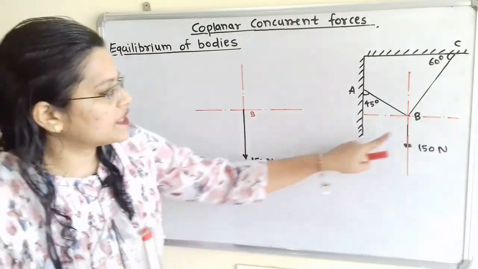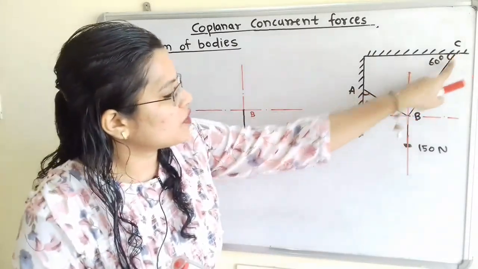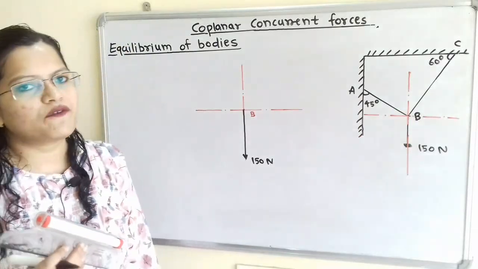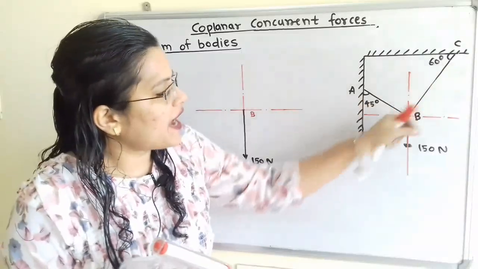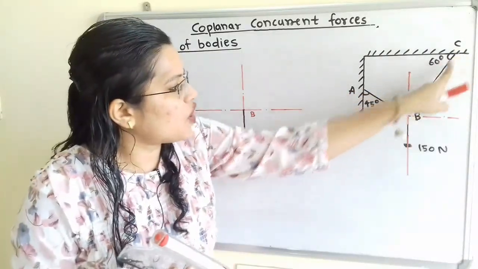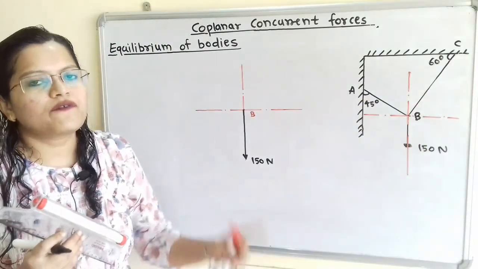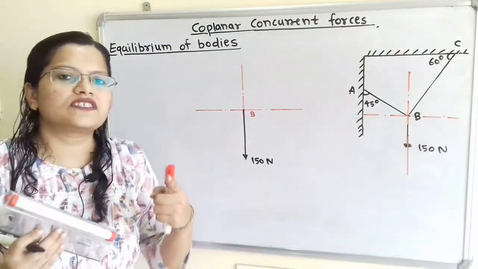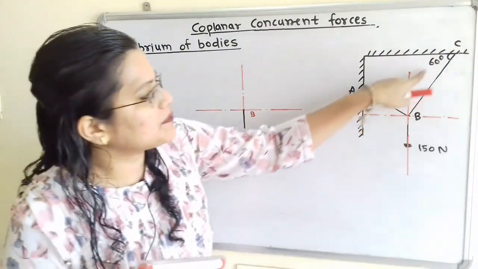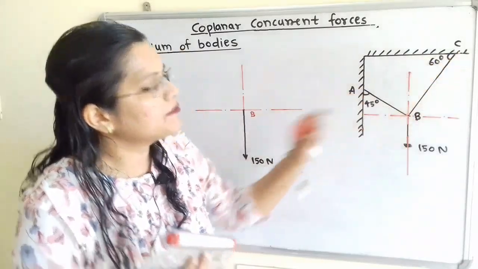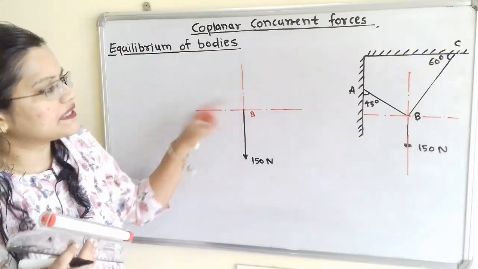Now because this weight is connected to the point B, and this point B is also connected to the wire CB, what will happen? It will try to pull this wire in the downward direction along this line CB, and therefore the wire also applies a resistance force in the opposite direction. So the opposite direction, that means upward direction along the line BC. So we have to show this. So how to draw the line BC?